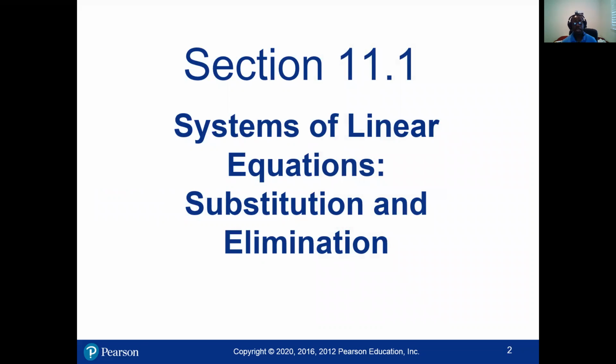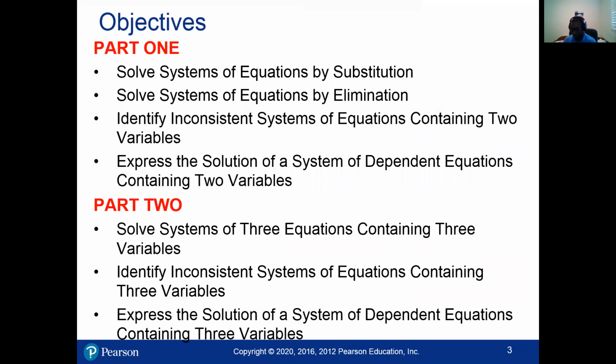We're going to be using two methods, the substitution method and the elimination method. The elimination method is the same as the addition and subtraction method, which is what some textbooks call it. Now, this video will have two parts.